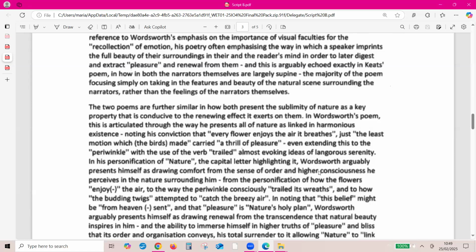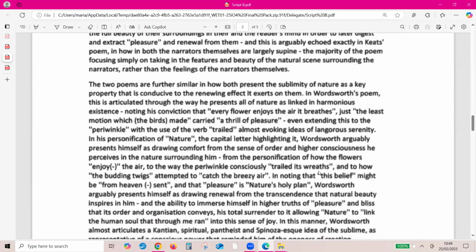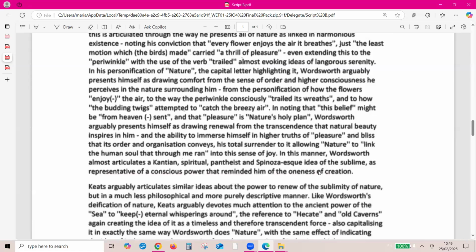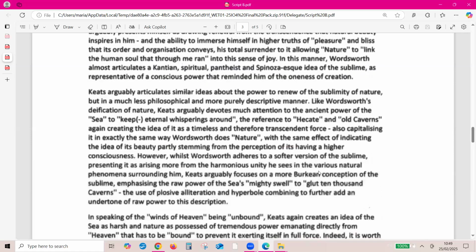So, for example, we have sublimity of nature, which is another AO3 context. They then draw the point through personification. They look at the writer's perspective, he's presenting himself drawing renewal from transcendence, then they compare it across to Keats. So they see a slight difference with Keats in terms of descriptive rather than philosophical. And they carry on with this comparison. So this is where we're seeing critical interpretation with that small c. So we're not necessarily having a critic says, but the candidate has become the nuanced critic.